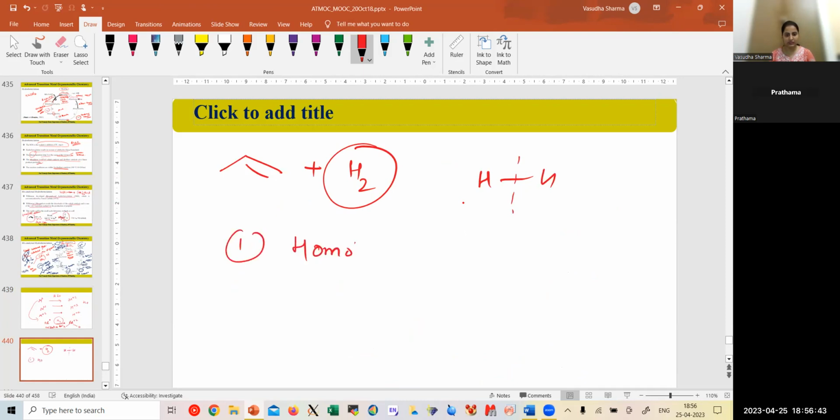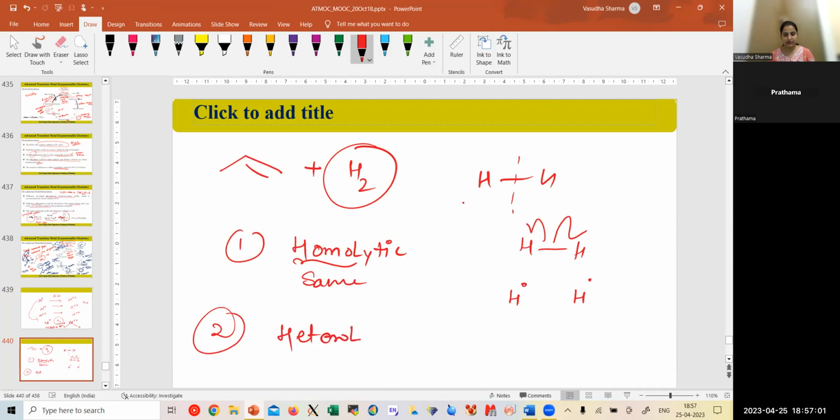Firstly, the homolytic method. In the homolytic method, it goes with an equal contribution of the electrons. It becomes a radical. Both the hydrogens are taking 1 electron. That is called homolytic. Homolytic means same.